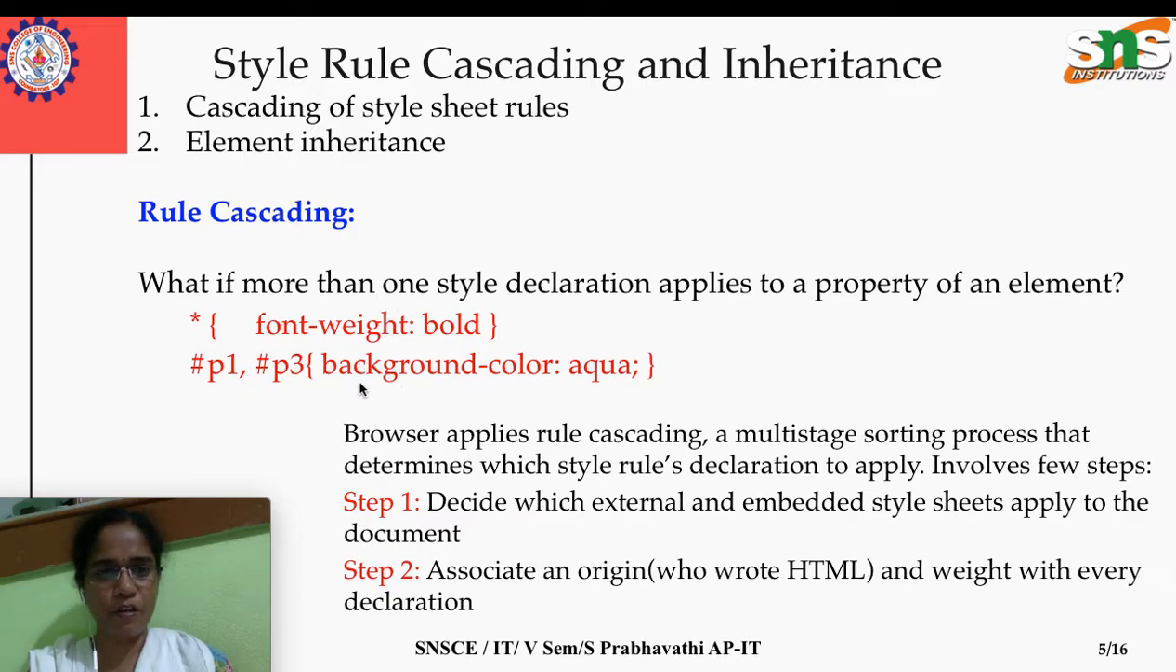Suppose we have a font weight of normal. So one more, apart from background color aqua, assume we have one more font weight of normal. What happens in these situations? Whether the font weight normal will be applied to this paragraph or this bold will be applied? There is a little confusion over here.